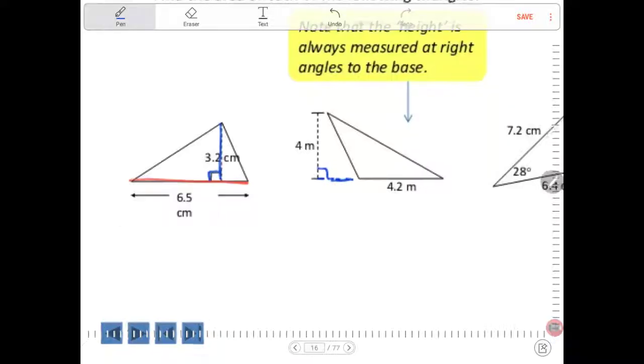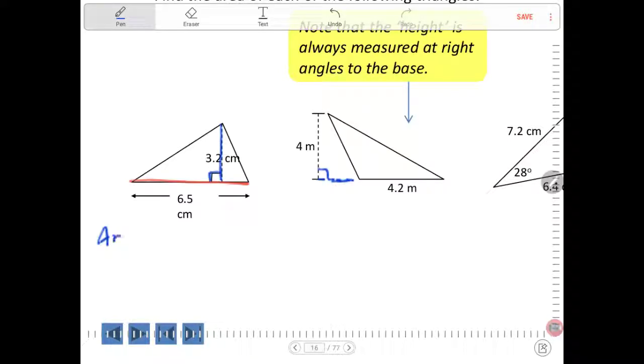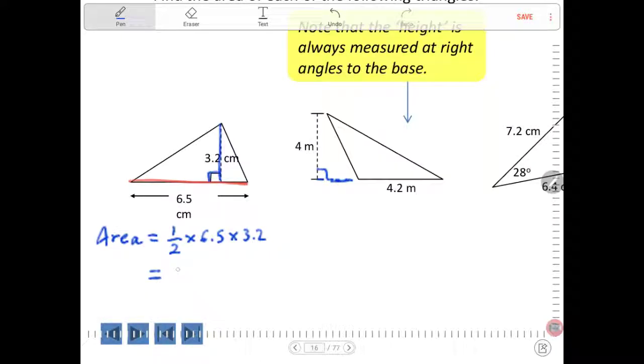So this one here, the area is equal to a half times the base length of 6.5 times the height 3.2. Okay, you can try putting that into the calculator if you want, and pause the video and see if you get the right answer. Okay, so the answer is 10.4. Now, did you remember the units? The length is centimetres, but we found an area, so it's square centimetres.